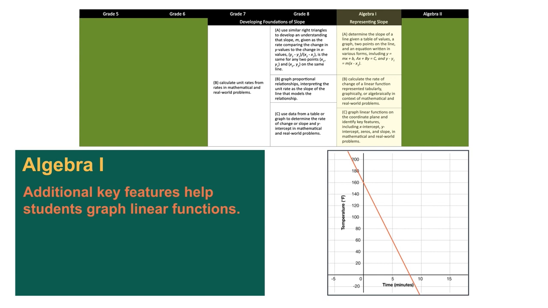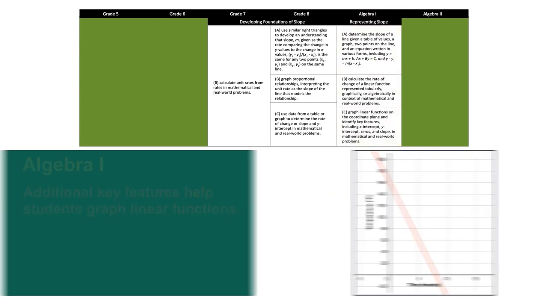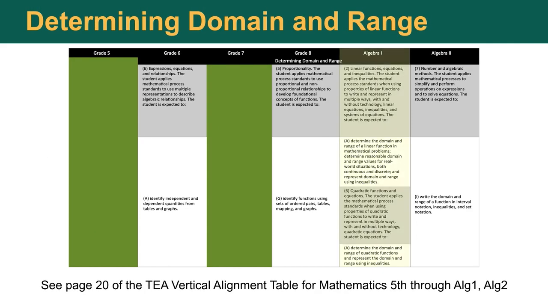Students in Algebra 1 will calculate slope from tables, graphs, or algebraically. They will learn to identify more key features of the graphs of linear functions, including the y-intercept and zeros, and to use those features to graph linear functions on a coordinate plane. Now let's explore the vertical alignment for determining domain and range, standard 2A.